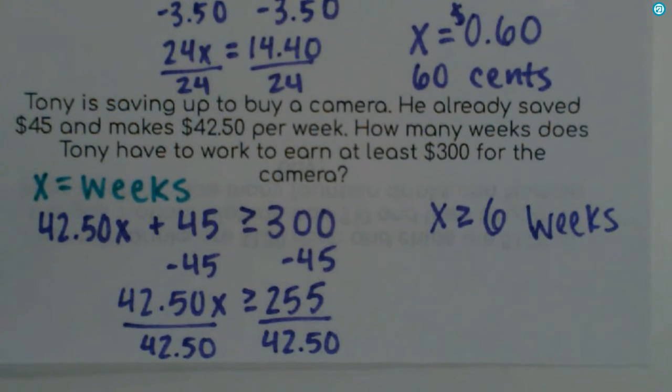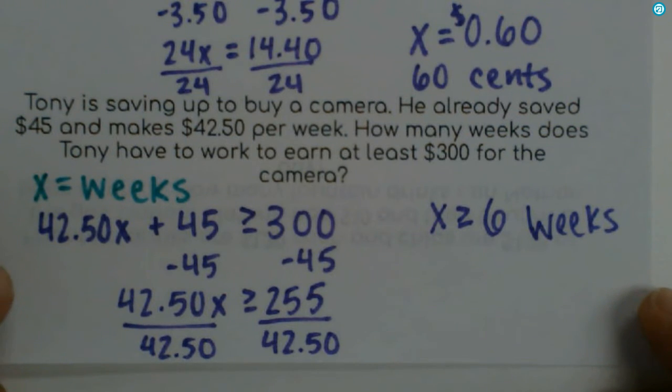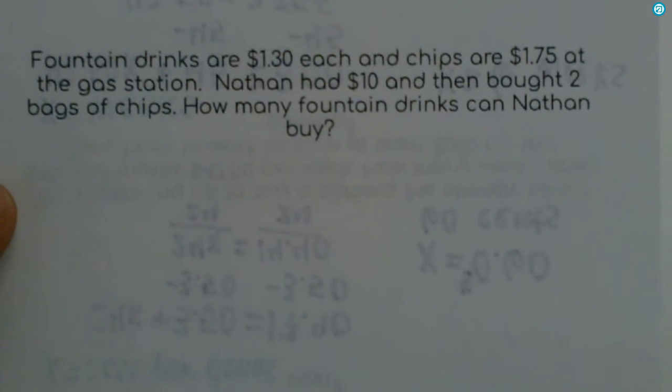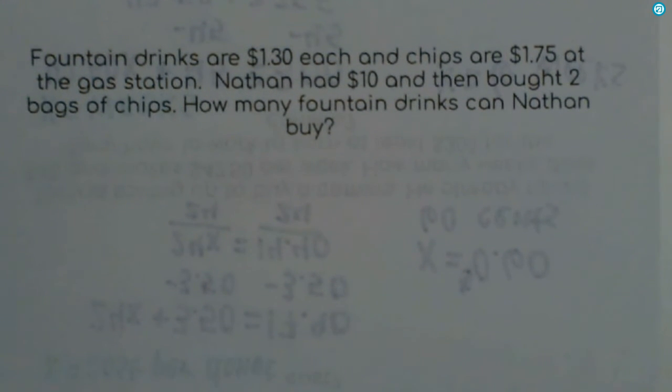Okay. Go ahead and flip this over. We've got one more problem on the back, just because I couldn't fit all 3 on the front. Okay. This one says fountain drinks are $1.30 each, and chips are $1.75 at the gas station. I made those prices up to make the numbers work nicely.